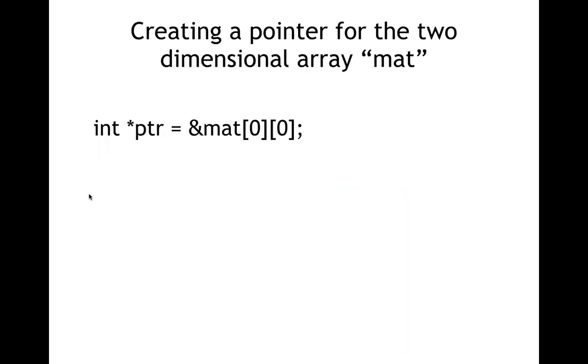So let me create a pointer variable, PTR, which is going to point to an integer. I'm storing the address of mat of 0, 0, which is the first element of your matrix. That's the starting address of my matrix, and I'm storing it in PTR. So PTR is a pointer which is going to point to the starting address of my two-dimensional array mat.